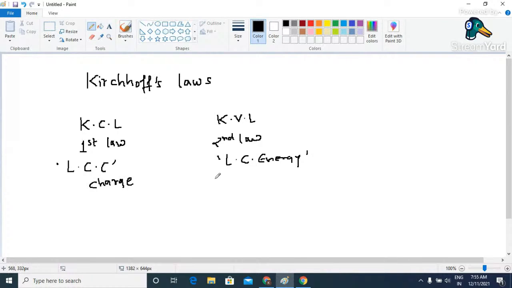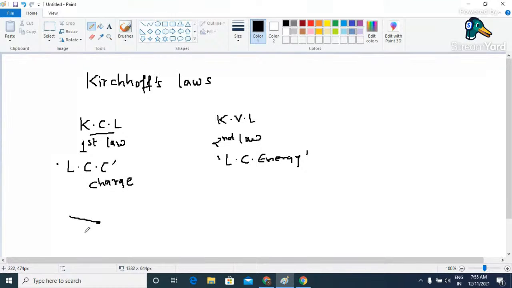Now let's try to analyze what will be the statement for Kirchhoff's current law and what will be the statement for Kirchhoff's voltage law. According to Kirchhoff's current law, at any node or at any junction, the summation, or you can say the algebraic summation, of incoming current as well as outgoing current is always going to be zero.